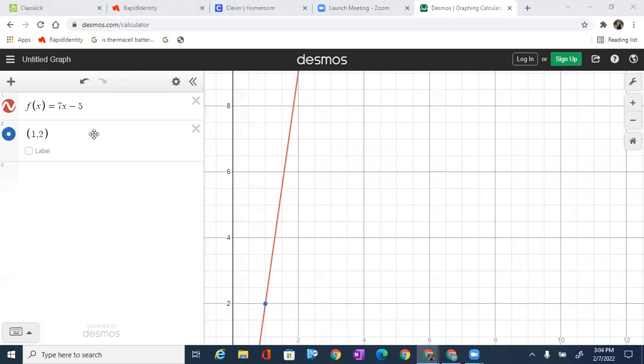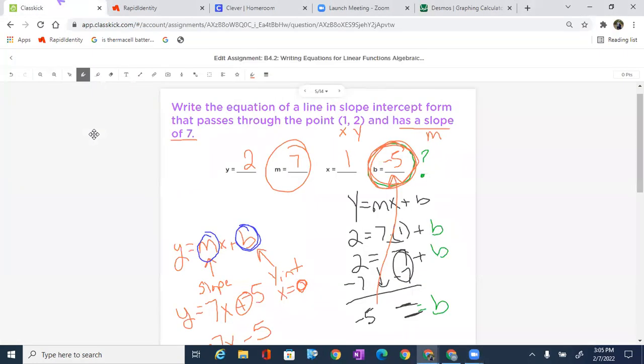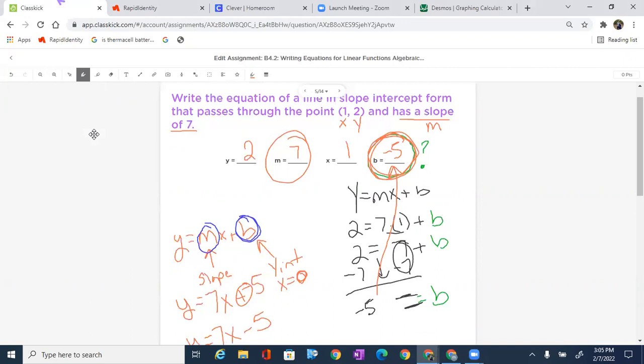So I can come over here and I can say, okay, I'm going to go over 1, and then I'm going to climb 1, 2, 3, 4, 5, 6, 7. That's another way. So 1 and 7. So that's rise over run, which is 7 over 1, which is our slope. So that just kind of verifies that we have done this correctly. We found our slope to be 7 just by graphically looking at it, rise over run. And we found that our point did go through (1, 2).